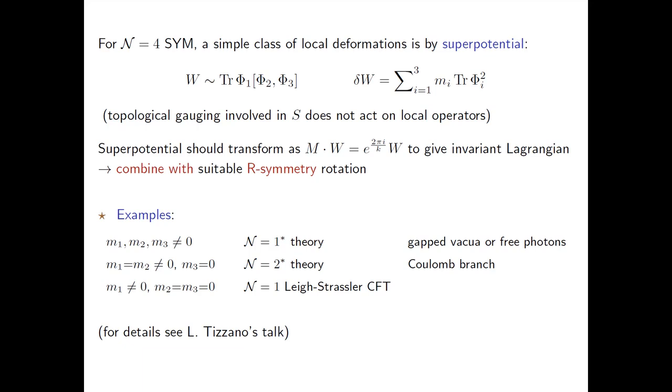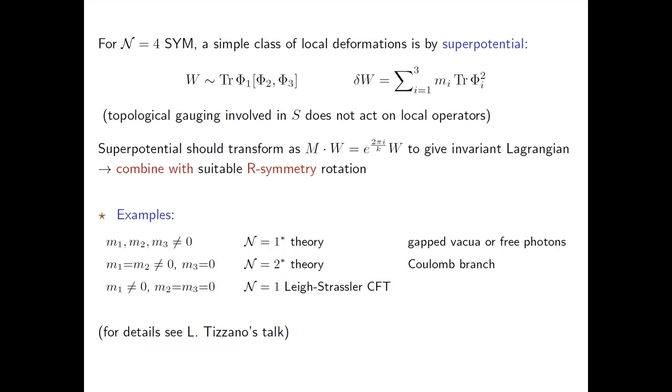However, it turns out that the superpotential should have a definite charge under modular transformations in such a way to get an invariant Lagrangian, essentially because the superpotential is integrated over the superspace coordinates. But the scalars are invariant, so we cannot just take literally this action that I presented before. One has to combine with a suitable R-symmetry rotation. This can be done. One can produce a combination of S-duality symmetry with R-symmetry that leaves these terms invariant, and then one can study various types of examples depending on, for instance, how many masses are different from zero.